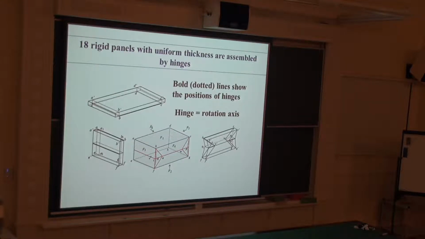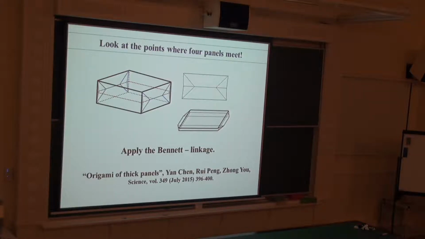So 18 rigid panels with uniform thickness are assembled by hinges. Hinges means the rotation axis. We need to rotate the panels. And then bold lines show the place to put hinges here, here, here. But we need a little bit more work because if we look at this point, degree 4, 4 panels meet at this point. This is usually called a Bennett linkage. I want to skip the detail, but this is very popular in mechanics. So this is degree 4. We use the Bennett linkage.